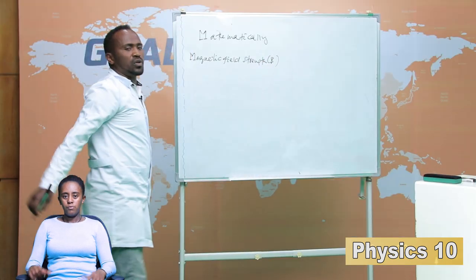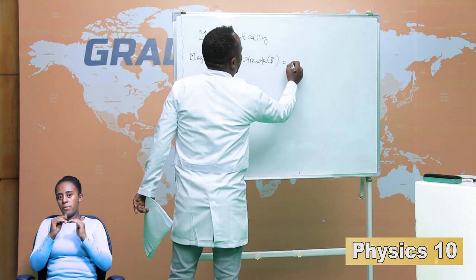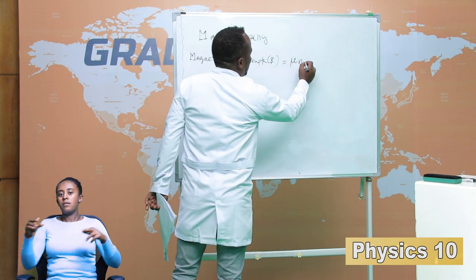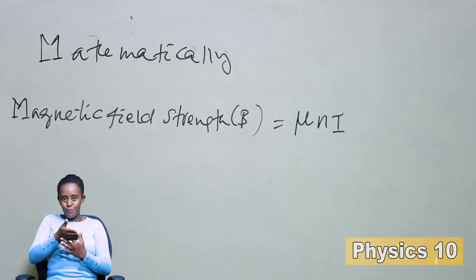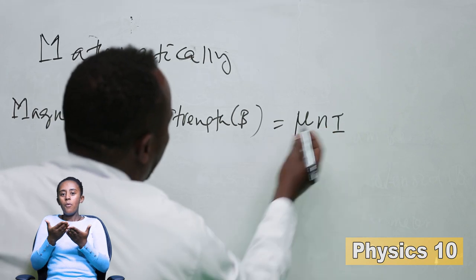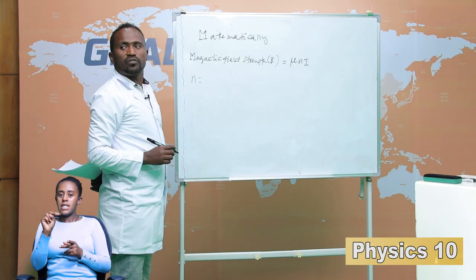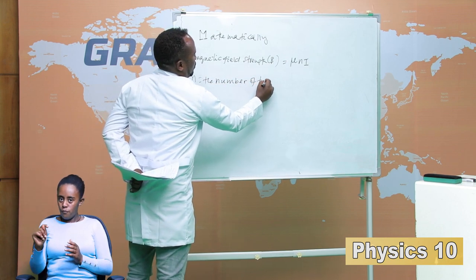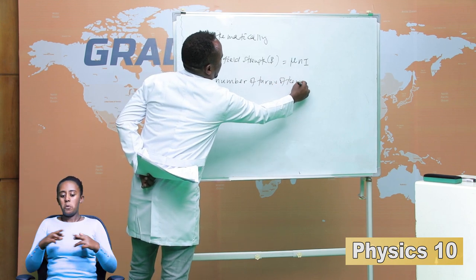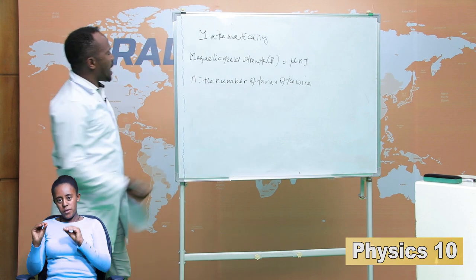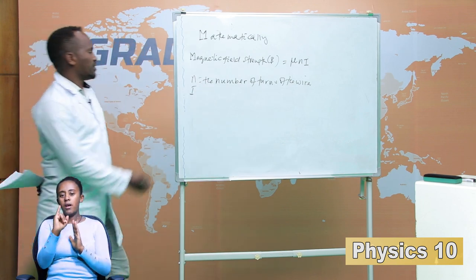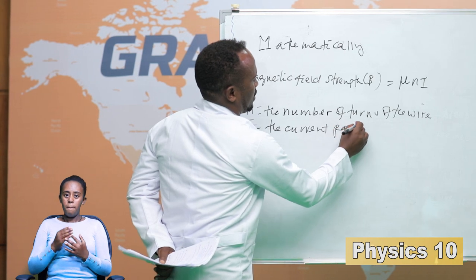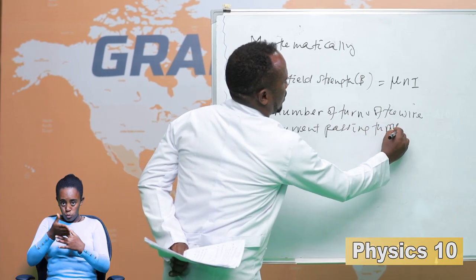The magnetic field strength is equal to the permeability of free space times the number of turns of the wire times the current passing through the wire, where mu is the permeability of free space and N is the number of turns of the wire. Okay, my student, and I represents what? I represents the current passing through the wire.